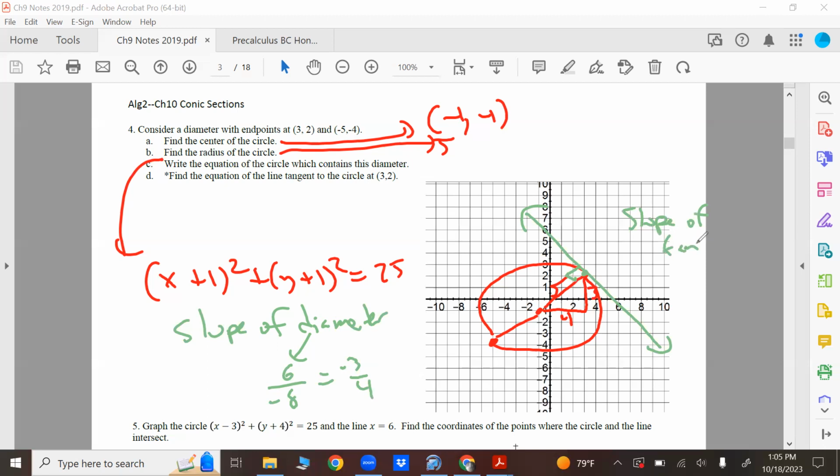Did I make a mistake? You are correct. Is -6 over... or actually, you know what? It's just 6 over 8. Yeah, because I went from left to right. You're right. You guys are right. Duh. Yes. So slope of the tangent line is going to be -4/3.